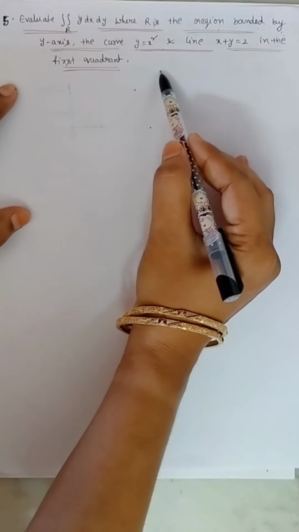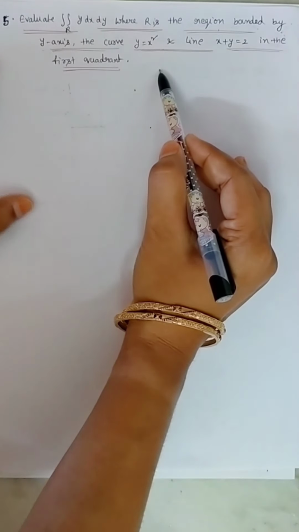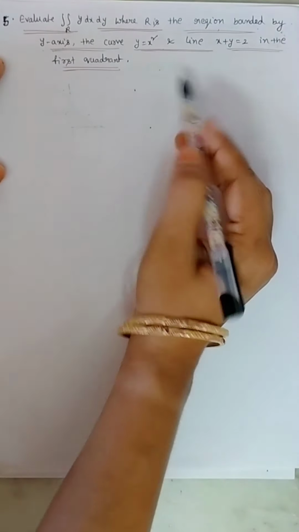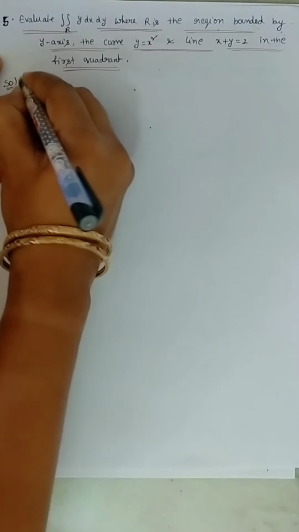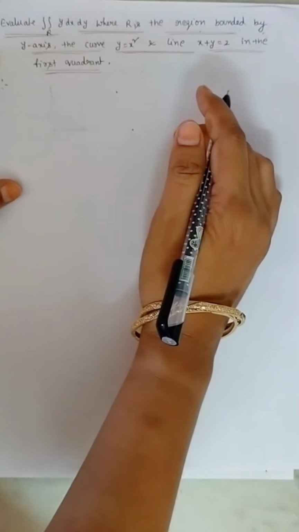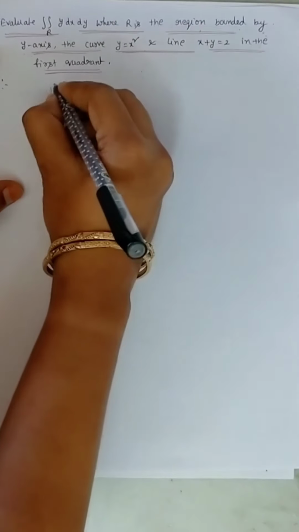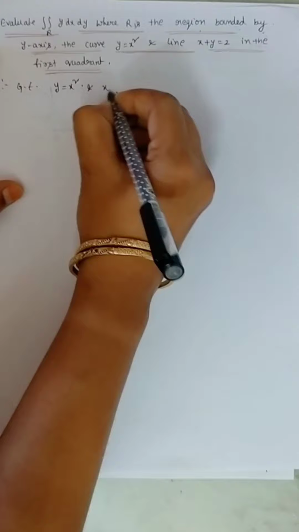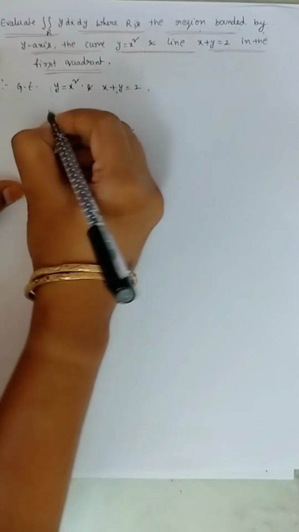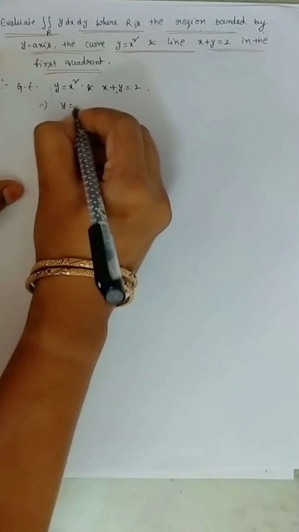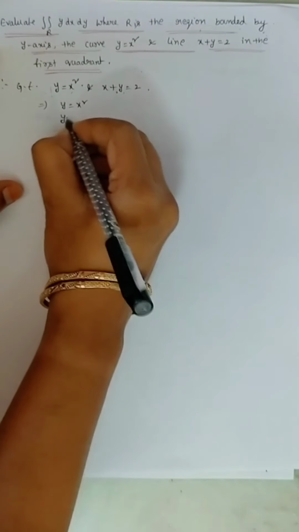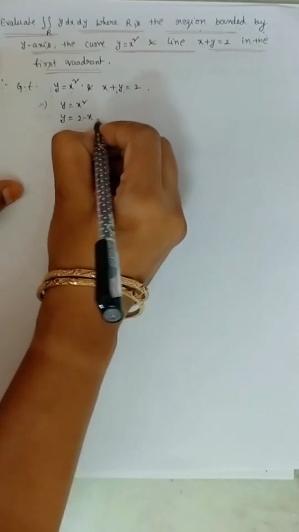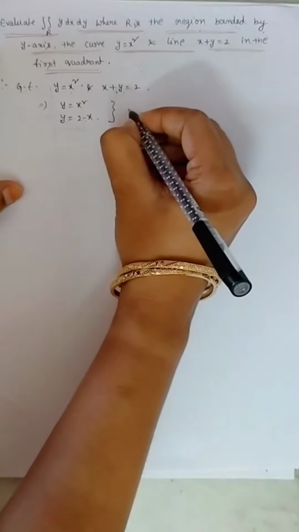In the previous problem, the line x equals 2a we can draw easily, and x square equals 4ay is a parabola, we know that, but here we are not sure of the general diagrams. So we have to take the given curves: y equals x square and the line x plus y equals 2. From the first, y equals x square. From the second curve take the y value, y equals 2 minus x. Left sides are equal, so take right sides equal.